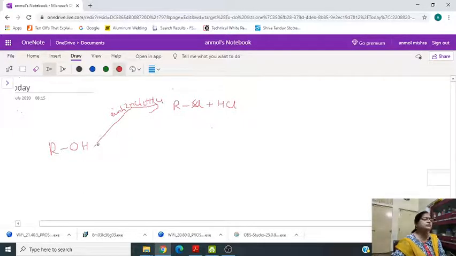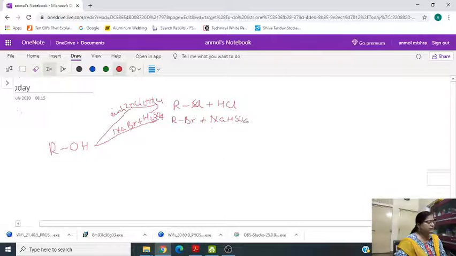Second, when it reacts with NaBr plus H2SO4, it forms RBr plus NaHSO4 plus H2O. We know that sulfuric acid forms two series of salt.